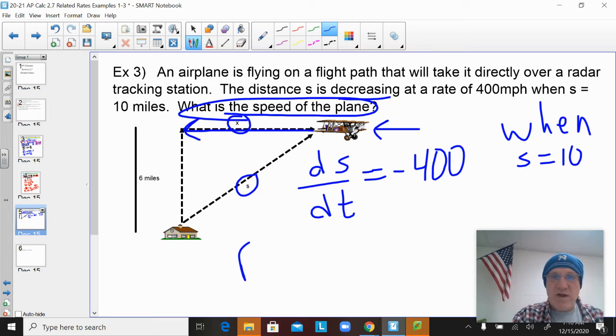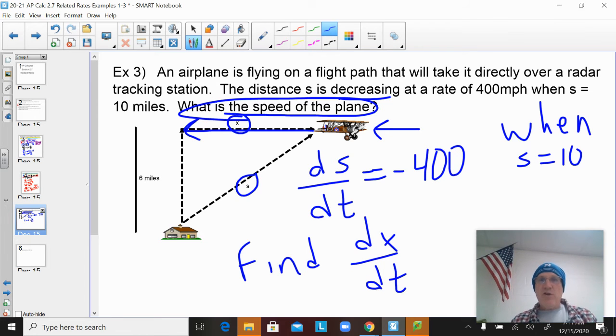So it wants us to find dx/dt. Now, before I go any further, notice as the plane is flying in this direction, x is decreasing, that distance, until it gets over the tracking station. But remember, speed, which is what the question is asking, is the absolute value of the velocity. So dx/dt, I think, is going to be a negative number here when we're all said and done.